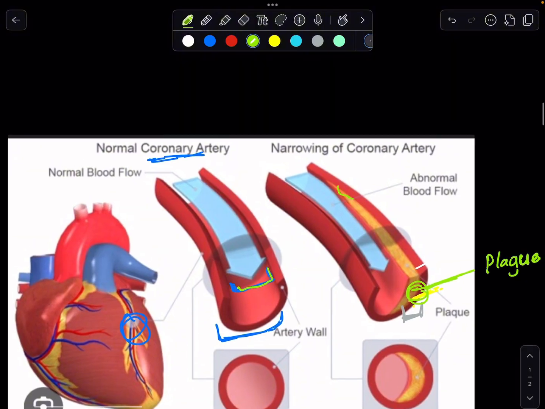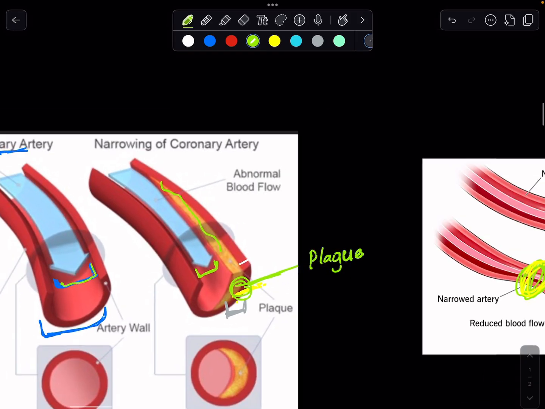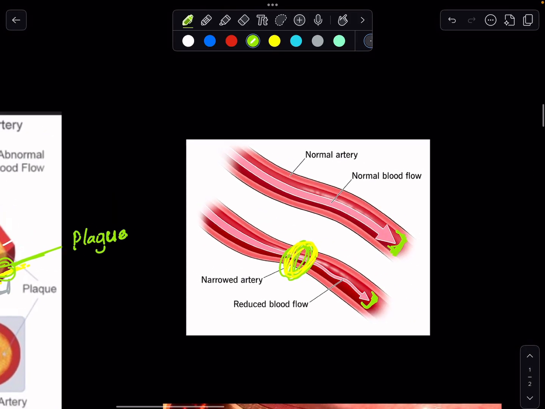We know that the plaque takes up space, so it narrows, and then less blood leaves, or reduced blood flow. Reduced blood flow equals less oxygen, right? Causes myocardial ischemia. Now we talk about the spasm.